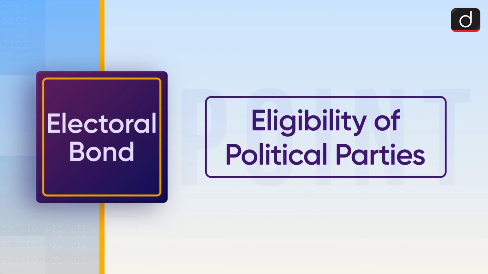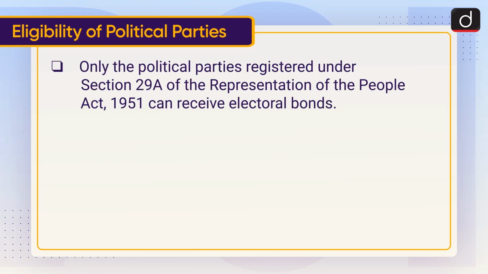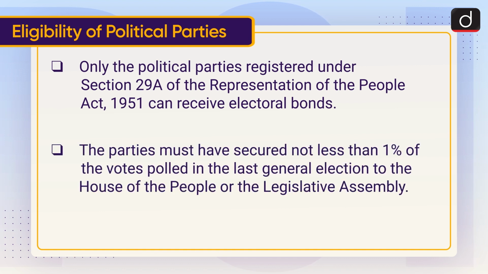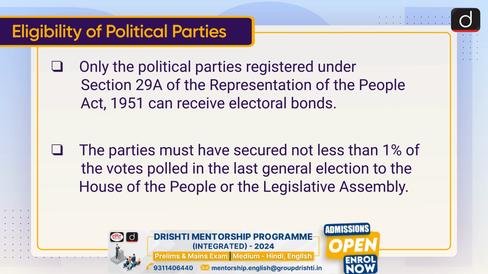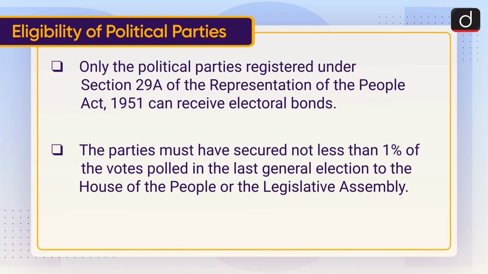Now moving on to eligibility of political parties. Only the political parties registered under Section 29A of the Representation of the People Act 1951 can receive electoral bonds. The parties must have secured not less than 1% of the votes polled in the last general election to the House of the People or the Legislative Assembly.